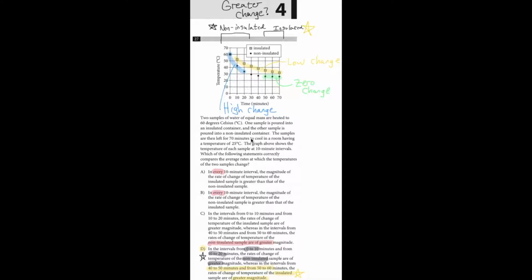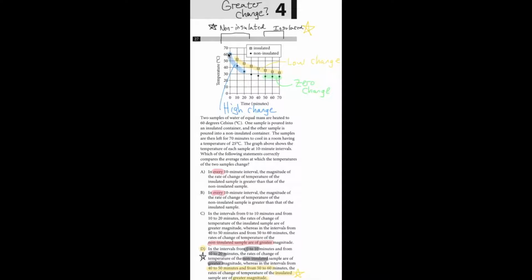This is an incredibly wordy problem. Number 27 talks about water that's cooling, and some of it is non-insulated like a paper cup, and this is insulated like a styrofoam cup. Here, insulated and non-insulated. What we really want to know is which has the greater change. Where do we see the greater change?